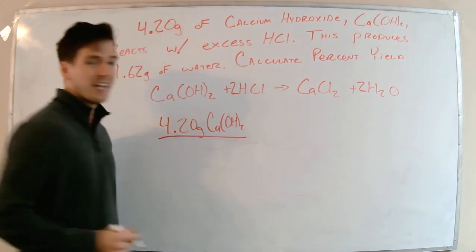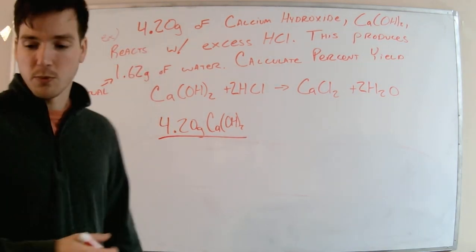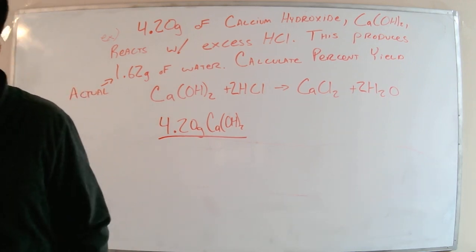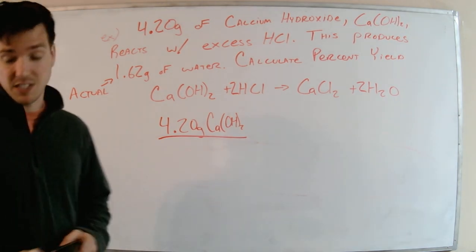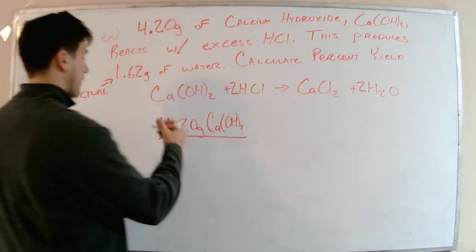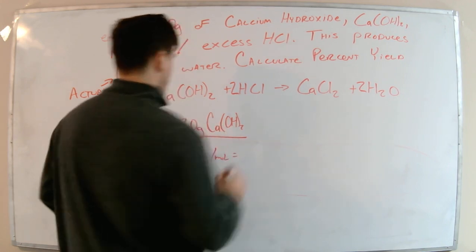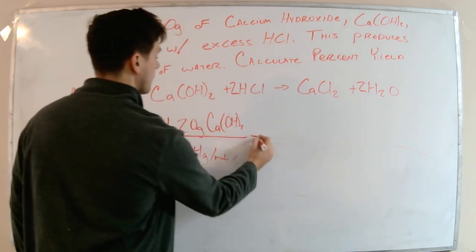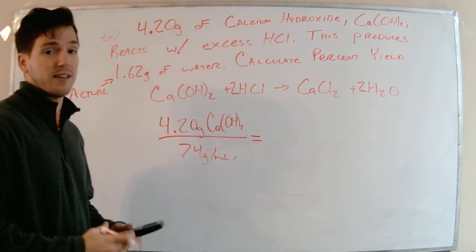So let's go ahead and go to step 2, which is change grams to moles. I believe calcium is 40, and then OH2 is 17 plus 17, which is 34. So the molar mass of this guy is 74 grams per mole. So we have grams of CaOH2.